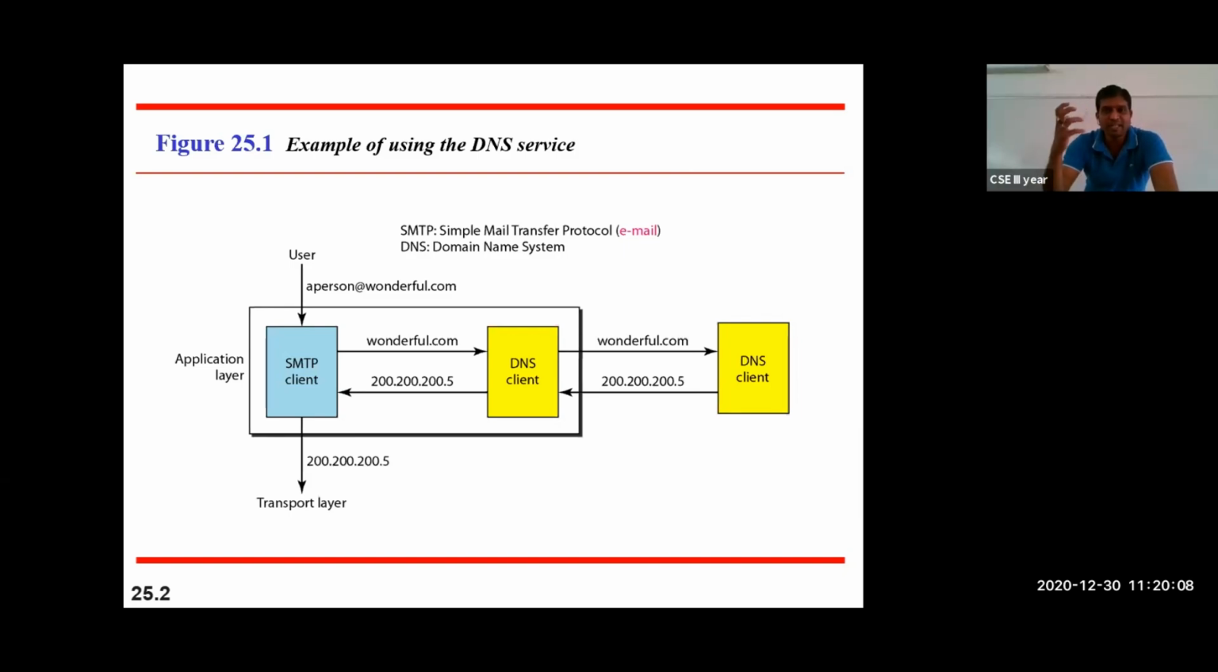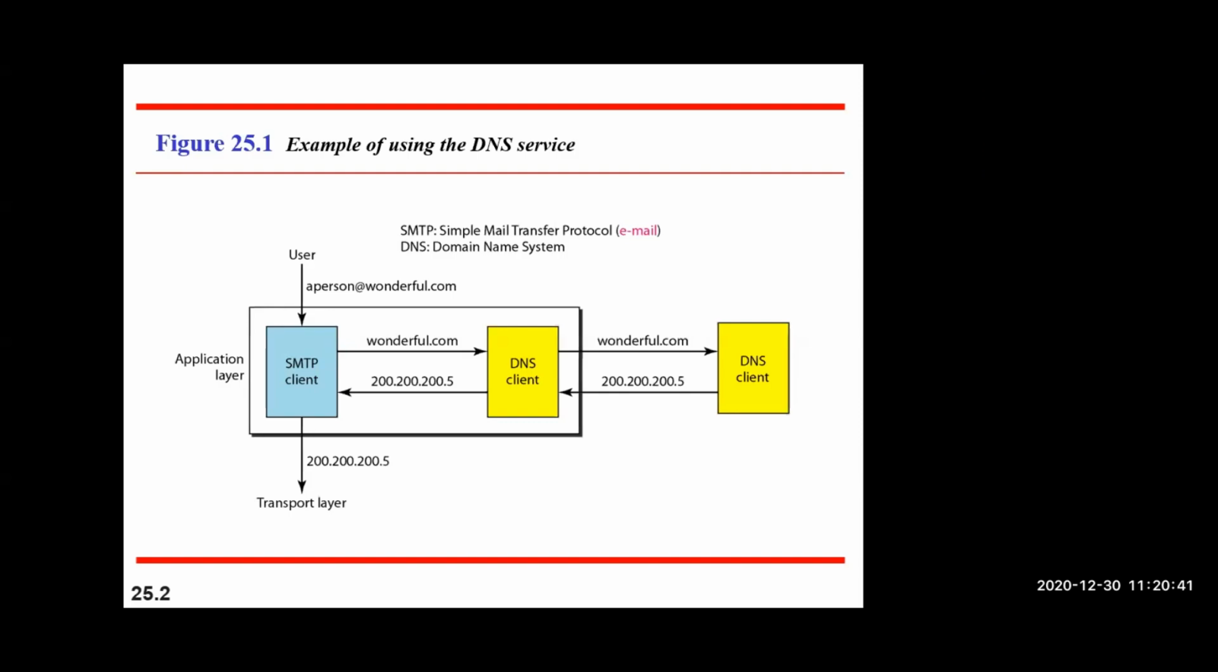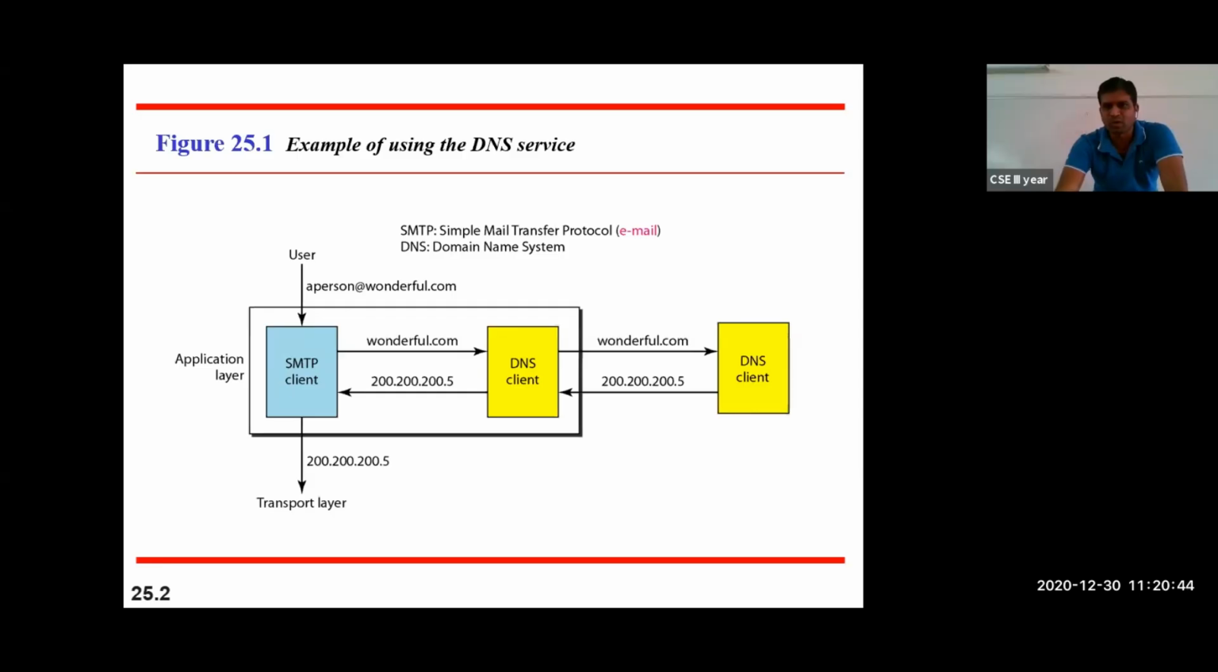So the SMTP client has received it, but the SMTP client cannot send person@wonderful.com to the SMTP server. That is wrong. My first question is, where should the mail go? First, from my local computer to my outbox. From my outbox to the receiver's inbox. What is the receiver's inbox? The server of the domain he is using.